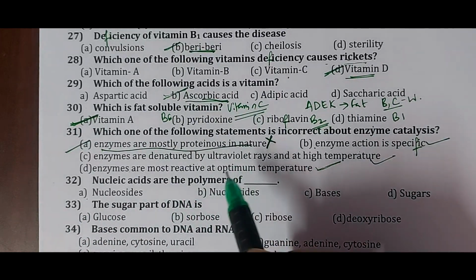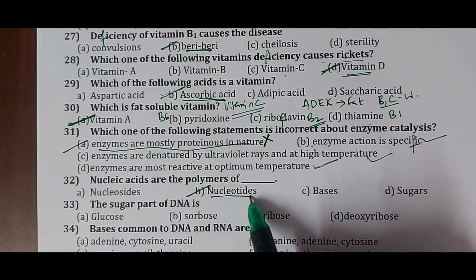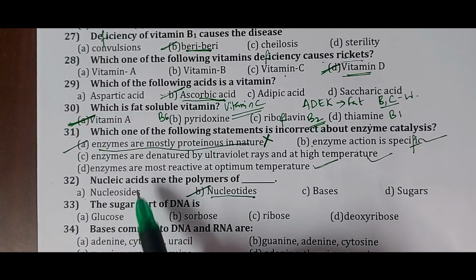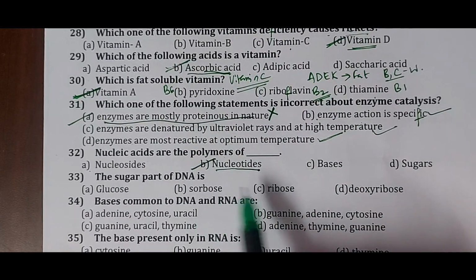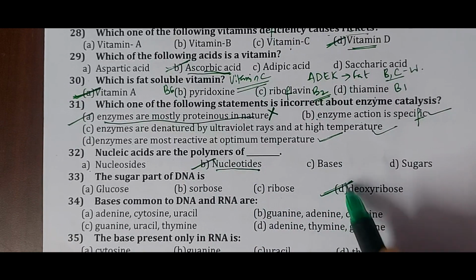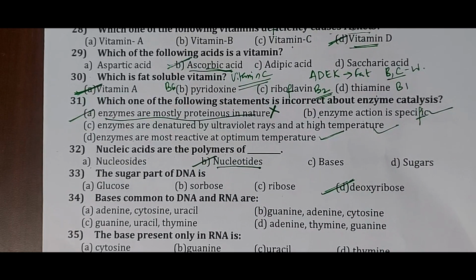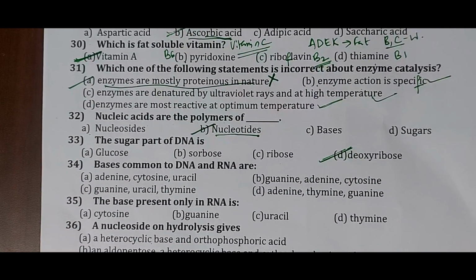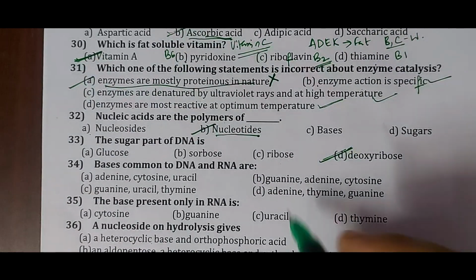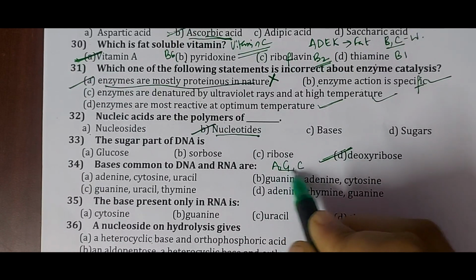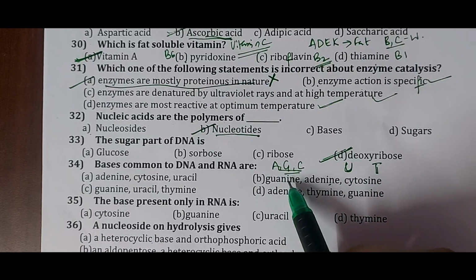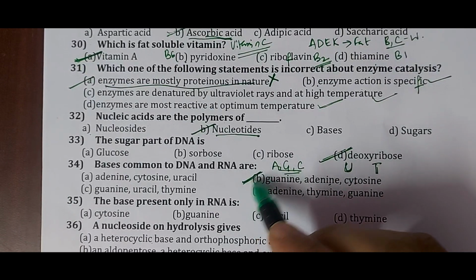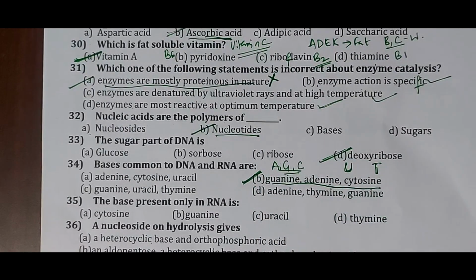Next, we'll go with question number 32. Nucleic acids are polymers of nucleotides. When nucleotides undergo polymerization through phosphodiester linkage, they result in the formation of nucleic acids. Next, question number 33. The sugar part of DNA. RNA has ribose sugar, DNA has deoxyribose sugar. Correct answer is option D, deoxyribose. Next, question number 34. Bases common to DNA and RNA are. In RNA and DNA, adenine, guanine and cytosine are common. RNA consists of uracil and DNA consists of thymine. So the common bases are option B, guanine, adenine and cytosine.